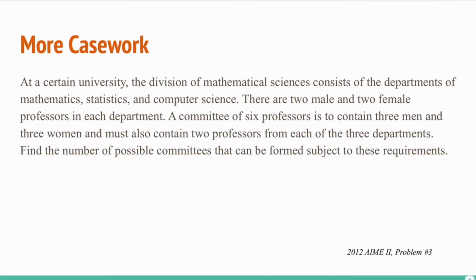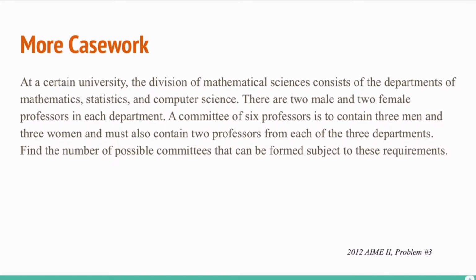Here's another casework problem. At a certain university, the Division of Mathematical Sciences consists of the departments of Mathematics, Statistics, and Computer Science. There are 2 male and 2 female professors in each department. A committee of 6 professors is to contain 3 men and 3 women, and must also contain 2 professors from each of the 3 departments. Find the number of possible committees that can be formed subject to these requirements.